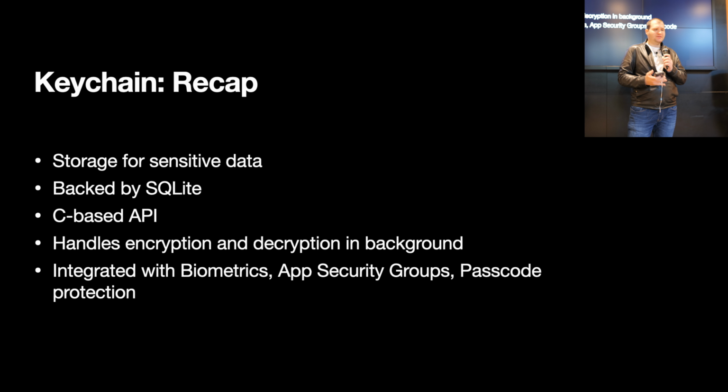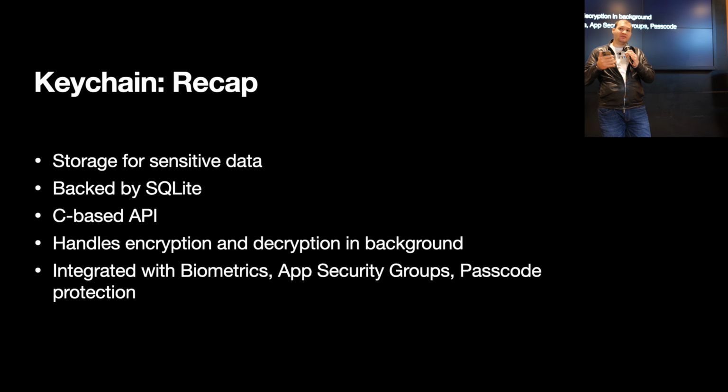The keychain is a storage for sensitive data. It provides encryption and decryption on the fly for you, so you don't have to handle that. It's a C-based API and is based on the same foundation as Core Data. It's based on SQLite, backed by the same technology, very fast. And it's well integrated with the rest of the system, for example, with the biometrics, with the application security groups, and pretty much with Swift, Objective-C, you can use any programming language to access Keychain.